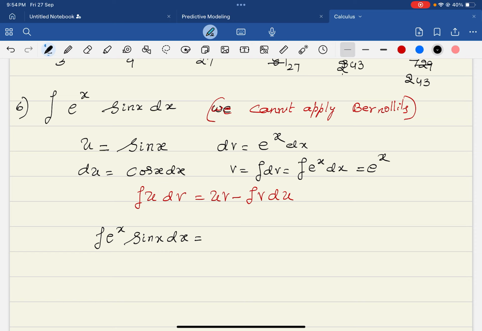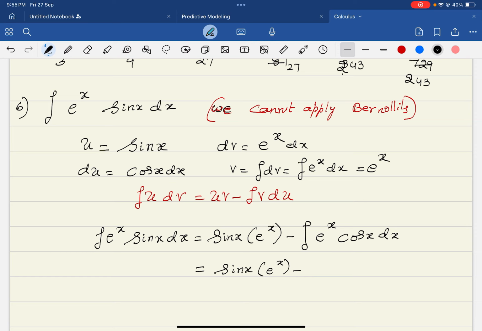dx is given by, u is what? u is sin x. v is e raised to x. So, minus integral of v, which is e raised to x, du is cosine x dx. Okay. So now let us do this integration. Sin x into e raised to x minus, now this integral of e raised to x cosine x dx.